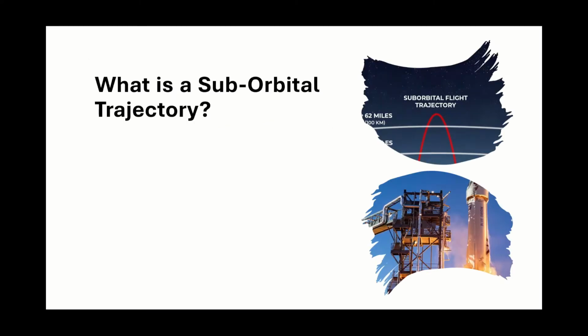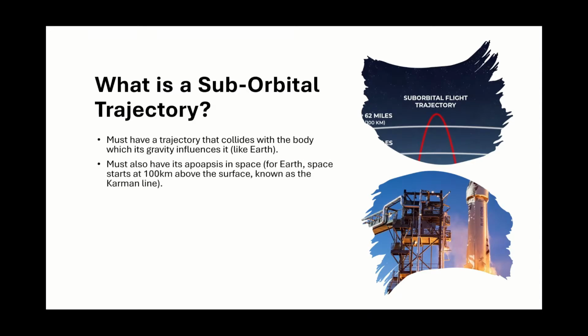Moving on, what is a suborbital trajectory? Well, the trajectory must collide with a body whose gravity influences it, like Earth. But me jumping up and down, I don't think I would call that a suborbital trajectory. So what else can we add? Well, we can say it must have been in space. So therefore, its apoapsis has to be in space. For Earth, space starts 100 kilometers above the surface, and this is known as the Kármán line.